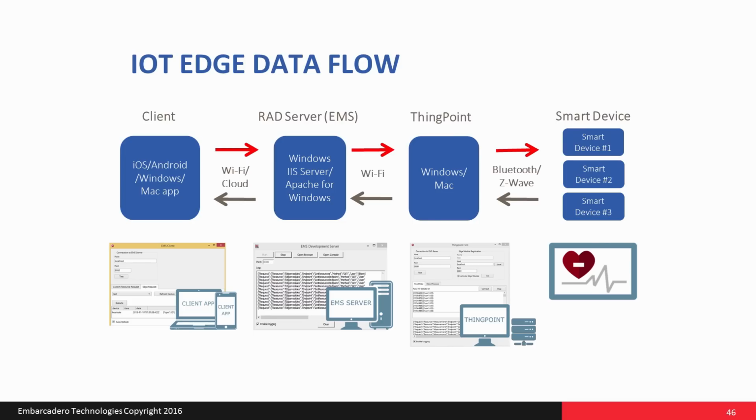If we have a quick look here at the IoT Edge data flow, you'll see that the client applications, so for example, in a medical environment, it could be the nurse making a request to EMS, to RAD server, for specific blood pressure information for patient A. It makes that request to a ThingPoint. The ThingPoint Edge service is running on a Windows or Mac machine. That ThingPoint Edge service application then makes a request to the smart device, for example, the blood pressure monitor, to return the current value. That current value is returned to the ThingPoint, and then the nurse is able to receive that value by making a REST request through the RAD server via EMS.